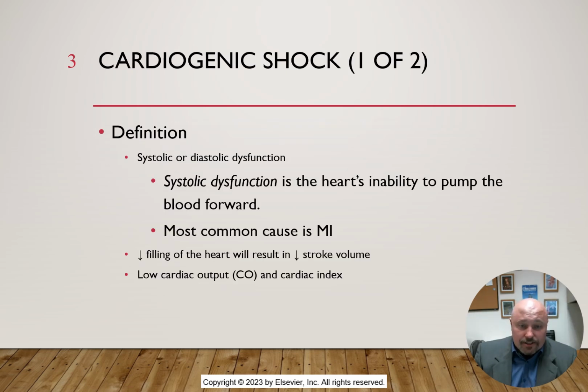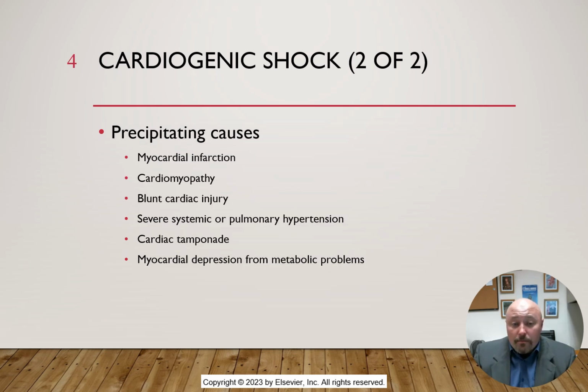Starting with cardiogenic shock, it can be classified as either systolic or diastolic dysfunction. In the case of systolic dysfunction, it's the heart's inability to pump blood forward, most commonly caused by a myocardial infarction. The decreased filling of the heart will result in decreased stroke volume, low cardiac output, and a low cardiac index. While a myocardial infarction is the most common cause, there are others such as cardiomyopathies, blunt cardiac injuries, severe systemic or pulmonary hypertension, cardiac tamponade, or myocardial depression from metabolic problems.